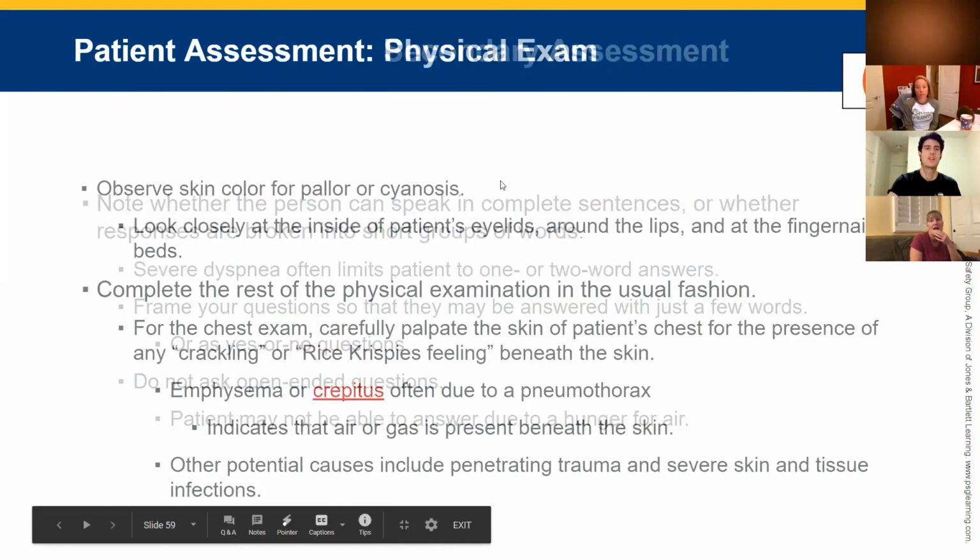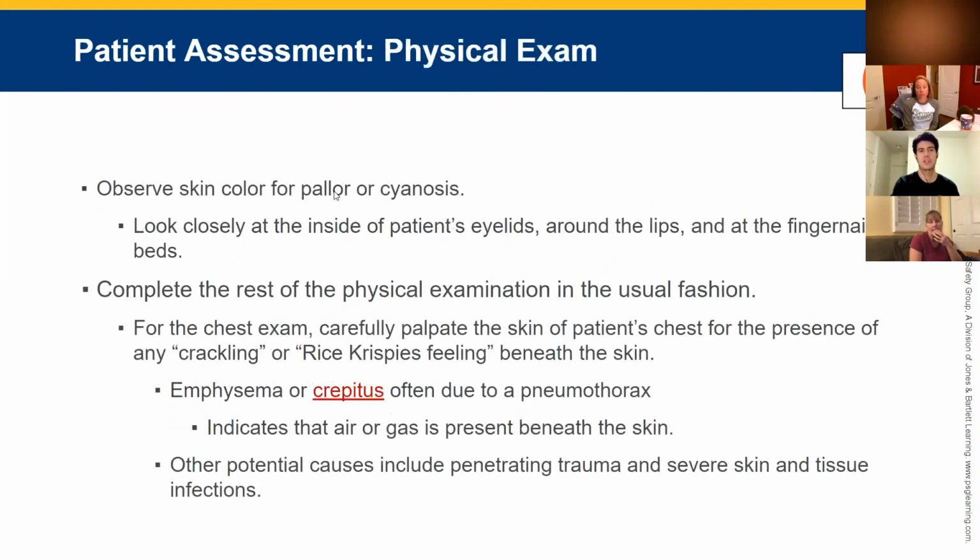All right, skin color for pallor and cyanosis. Pallor means whiteness, kind of like paleness. Cyanosis, that blueness. So look around the patient's eyelids, lips, and the nail beds. Those are going to be the first places you'll see this. Usually lips and nail beds are going to be the easiest places to see this. The inside of the eyelids is going to be harder to see.